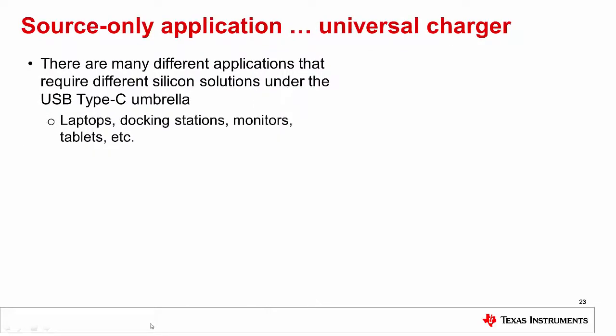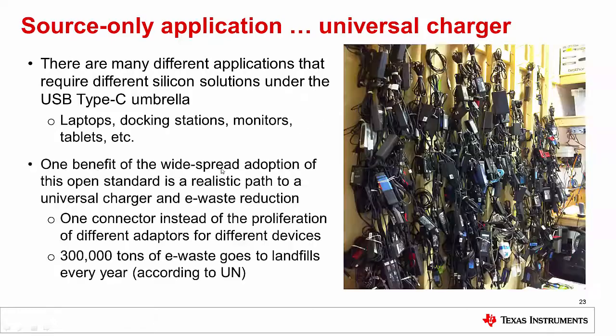Another great thing about USB Type-C is it creates a common connector that can be used for many applications. And it provides a legitimate path towards a universal charger because it is so broad in its applicability. Today there are many different things under the USB Type-C umbrella: laptops, docking stations, monitors, tablets, and that can even expand more in the future.